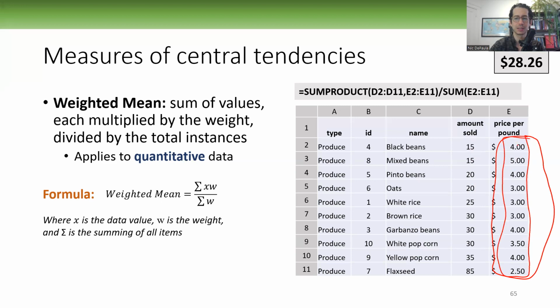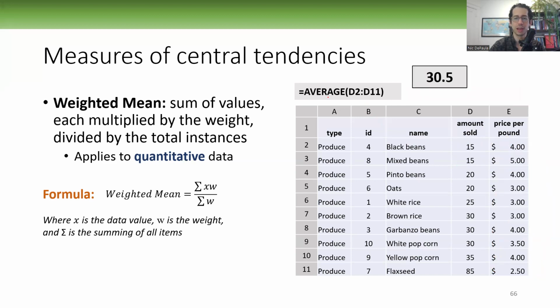Because different items, for example, flaxseed sells a lot and some items sell less. So what you want is to calculate the weighted mean, that is the amount you got: the price per unit times the units that got sold. And it's fairly simple. You just multiply the values. So you multiply the price per unit times the units sold. And in Excel, we use the function called SUMPRODUCT for this.